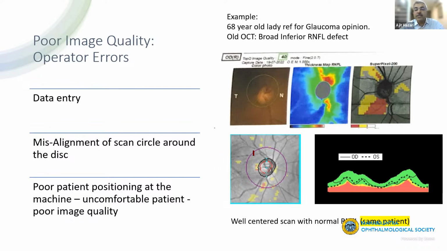So when we redid the OCT for this patient with a well-centered scan, lo and behold, the RNFL defect disappeared. At the edge of this TSNIT map, you see that the reading is going up towards the sky, and that's because of the ERM that the patient had. The other common mistake is poor patient positioning at the machine, which results in an uncomfortable patient and poor image quality. So we need to be careful about making the patient comfortable when the test is being done.